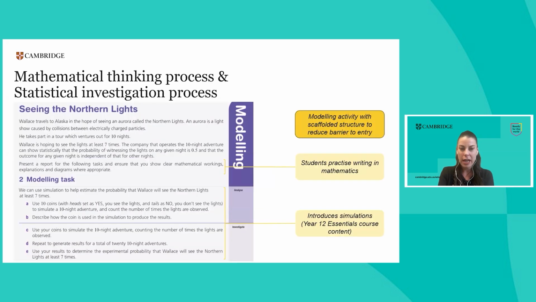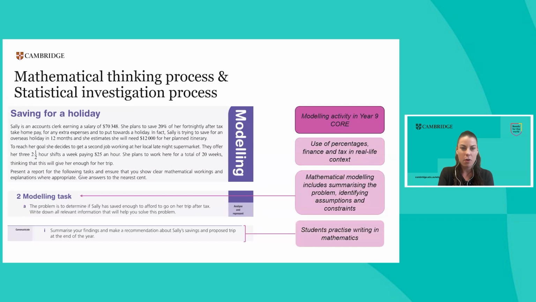So this is one of the modelling activities from the Year 10 core book within the probability chapter. It's scaffolded to allow students a lower barrier for entry. However, teachers might choose to take out some of the structure once students are more familiar with the modelling skills. Additionally, this particular activity introduces students to the idea of a simulation, which comes up again in the Year 12 Essentials course.